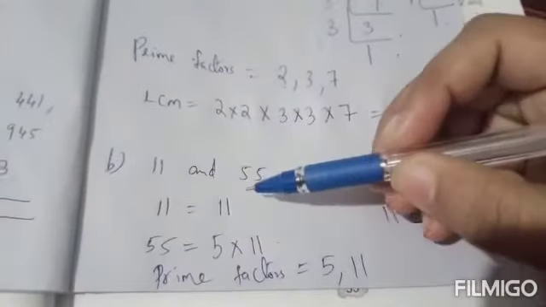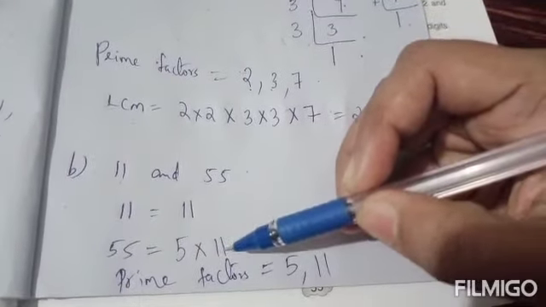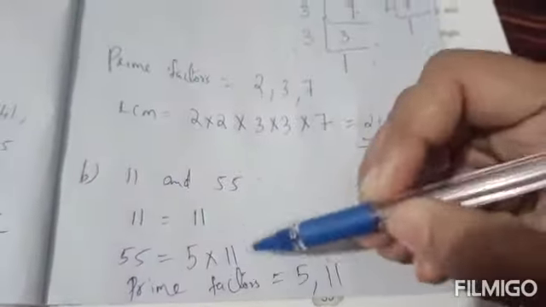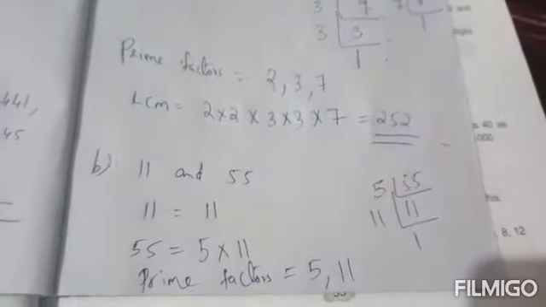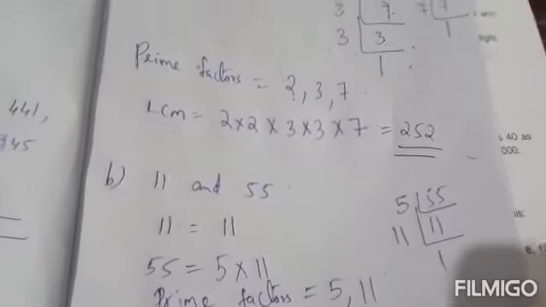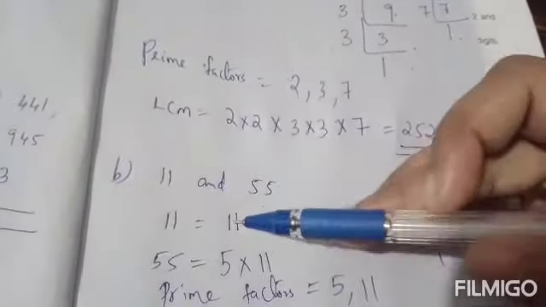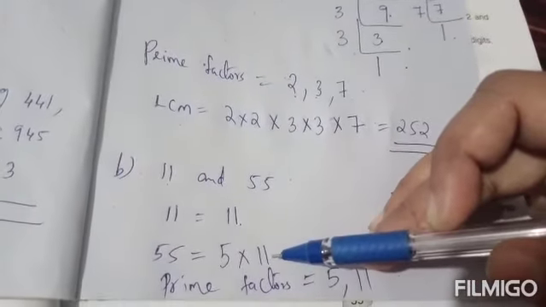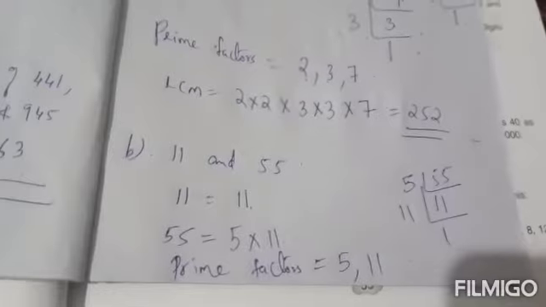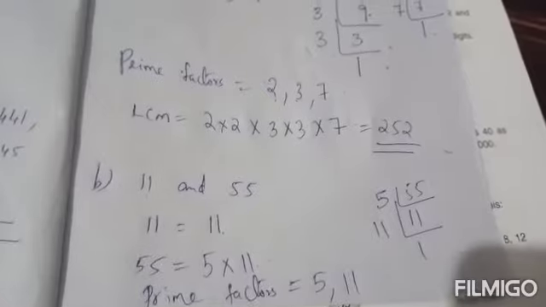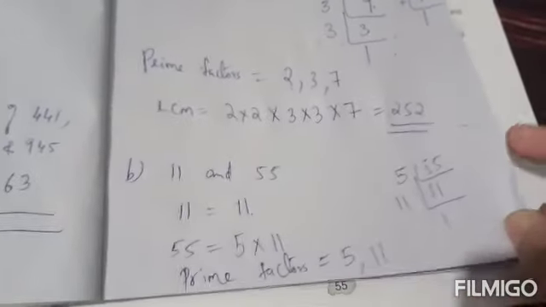Okay, now 11 is coming one time in 55 and 11 is coming one time in 11. So if a prime factor is coming an equal number of times, the same number of times it will come in their LCM also. 11 is coming one time in 11, 11 is coming one time in 55. So in their LCM also 11 will come one time. So 5 into 11 will be the LCM. So the LCM will be 5 into 11, 55.